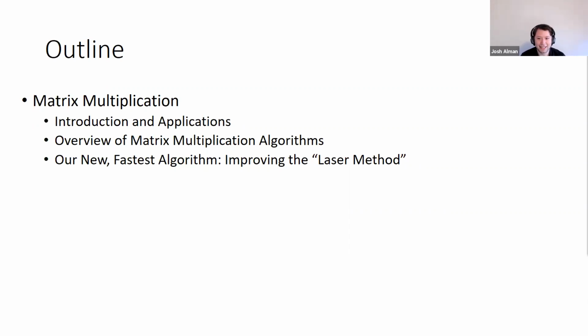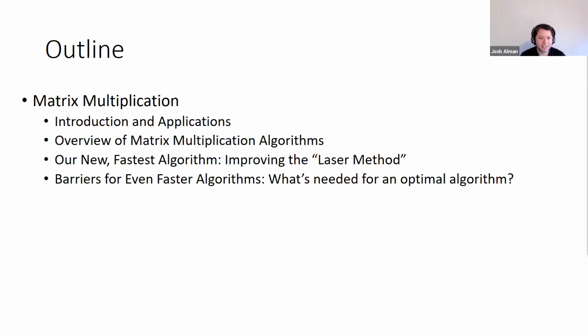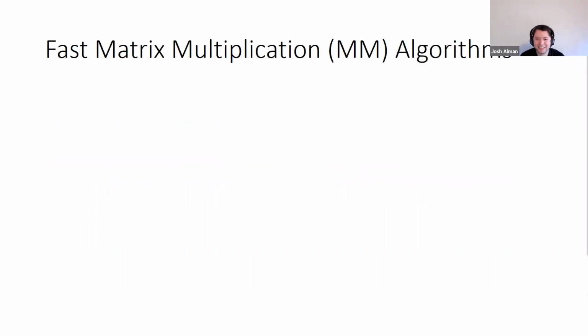Then after that, I want to get into talking about barriers for even faster algorithms. This is more of a complexity theoretic result where we rule out many approaches to designing faster algorithms. So it helps to explain why we've been stuck, because I'll show you there's a big barrier for the approaches we've been using. And it also helps narrow in on what types of algorithmic techniques could be helpful in the future. Okay, so let me start by introducing the problem.